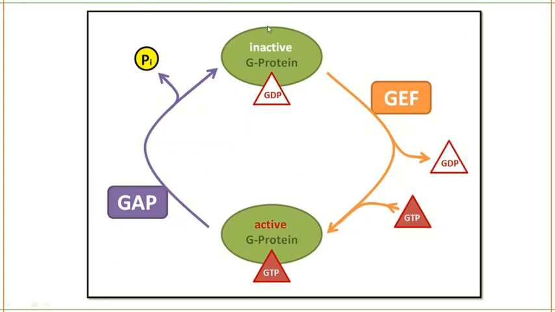Similarly, this will keep occurring like a cycle. So when will it be inactive? When there is no ligand present. And when will it be active? When a ligand is present and bound to your G protein coupled receptor.